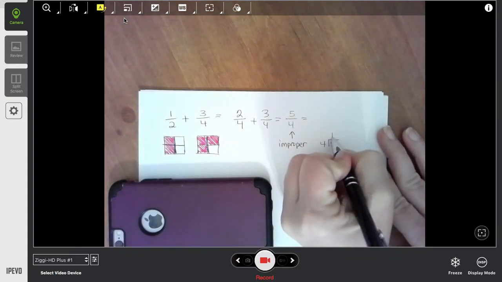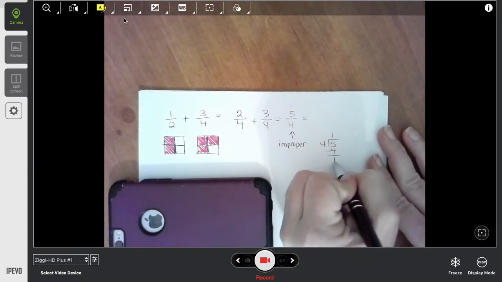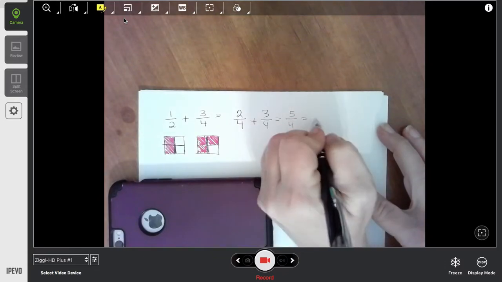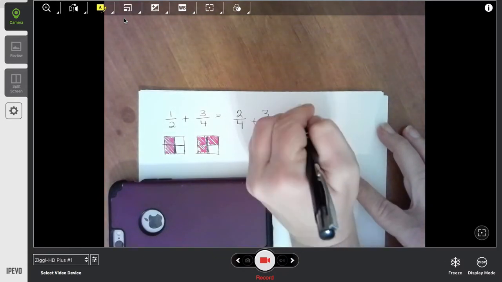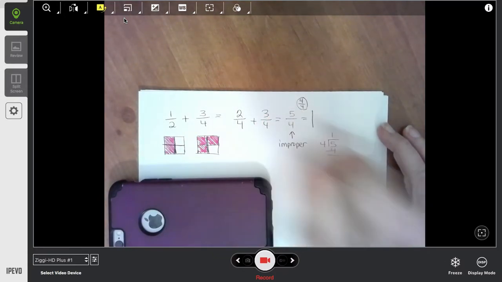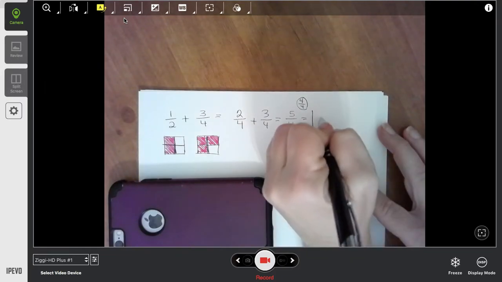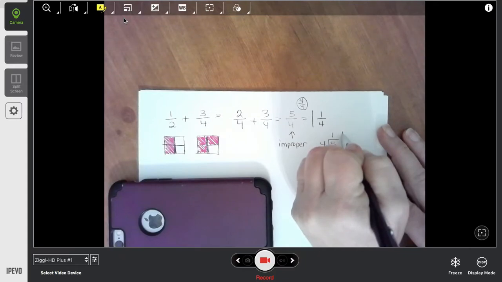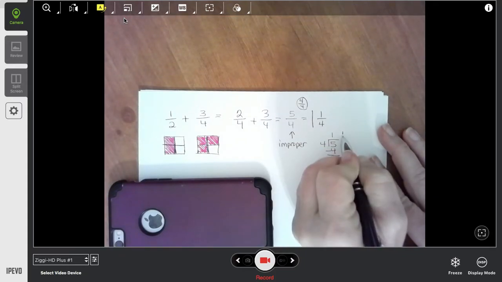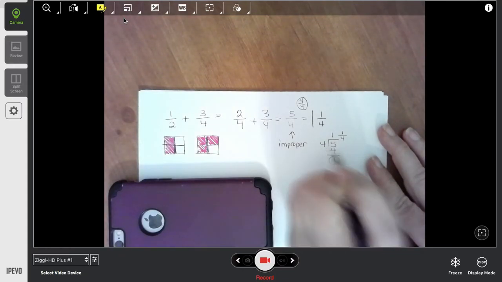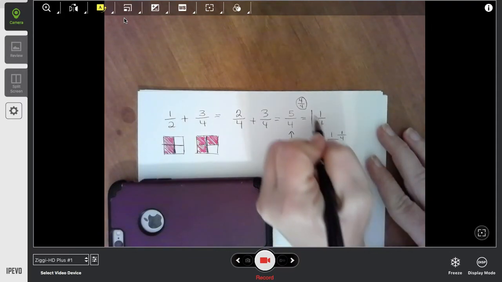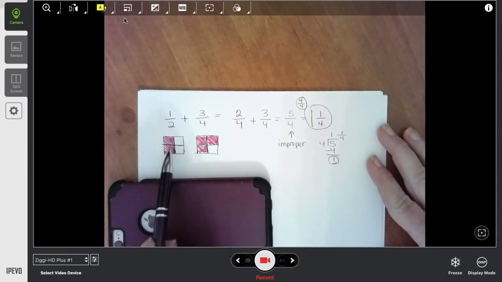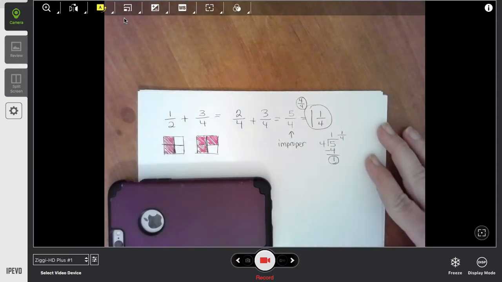4 goes into 5 one time, and there's 1 left over. So 4 goes into 5 once. I can take out 1 whole, 4/4, which is 1 whole, and then I'm left with 1/4 behind. The remainder becomes the numerator, and the denominator is the divisor. So 5/4 equals 1 1/4. This goes together to be 1 1/4.